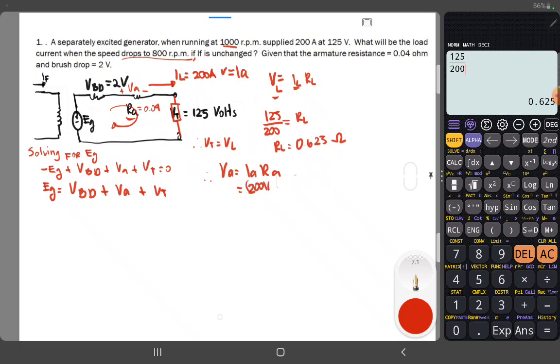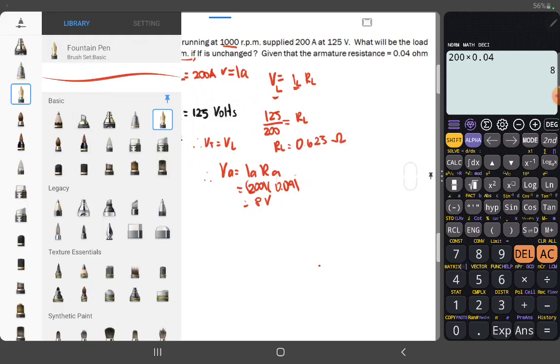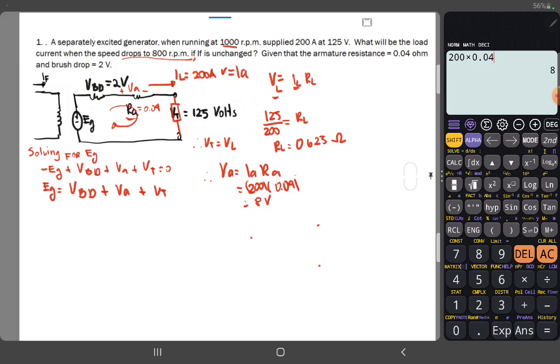So 200 multiplied by 0.04. So this will be equal to 8 volts. Now, from this, we'll have a value equal to my VBD, which is equal to 2 volts, plus VA, which is equal to 8 volts, plus VT, which is equal to 125 volts. So therefore, our EG will be equal to 135 volts.